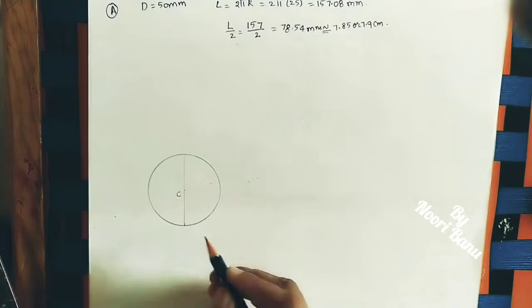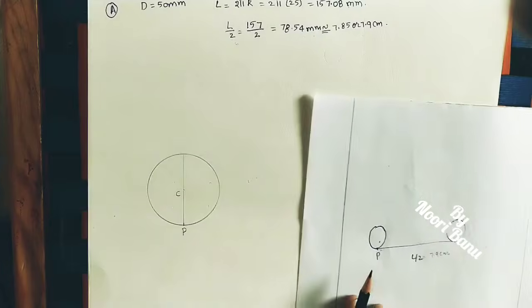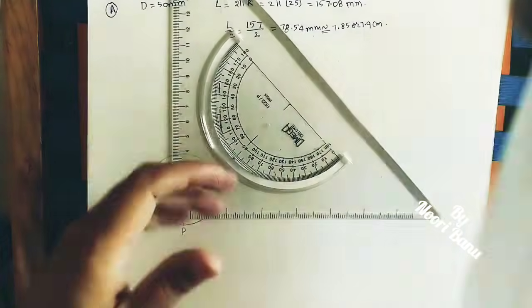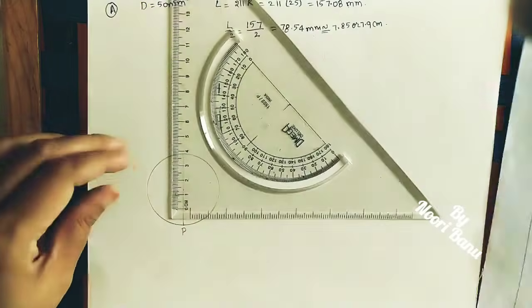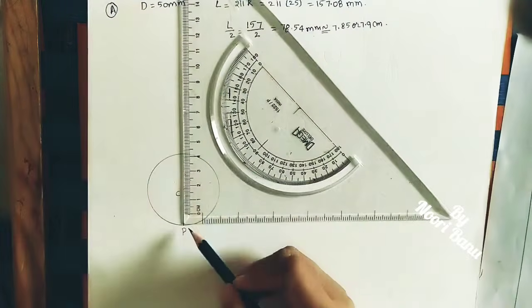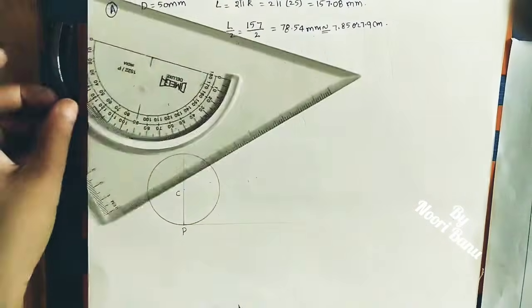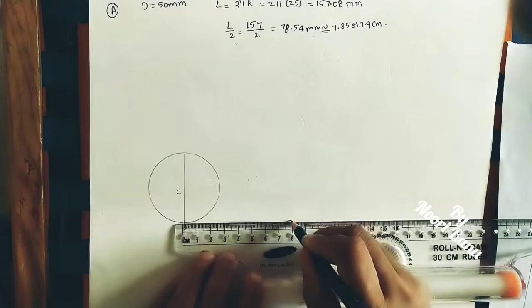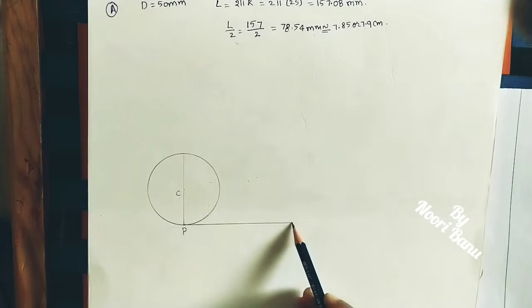Let us take this as the initial point, the P point. From the P point, draw the line of L by 2 distance. So how much is this L by 2 distance? 7.9 centimeter. This line is perpendicular to this vertical diameter, 90 degrees. For getting 90 degrees I am using this protractor. This angle is 90. Draw the line, and on it mark 7.9 centimeter. Mark the end point and make it dark. So I took a 7.9 horizontal distance.